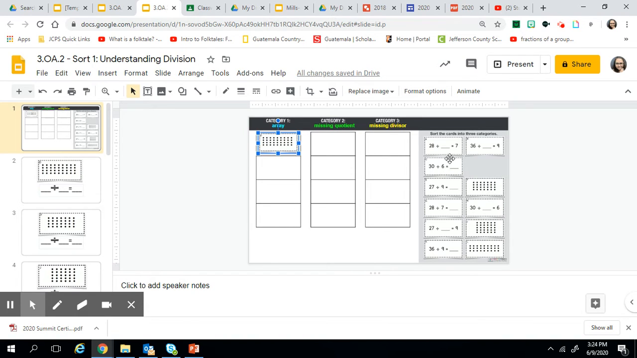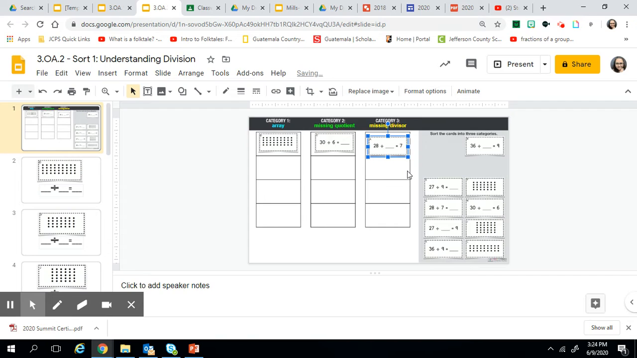So if I'm looking for the quotient blank in this case would be at the end. So anything that has the blank at the very end after the equal sign would be the missing quotient category. And the missing divisor would be the one where it has the missing part of the fraction.